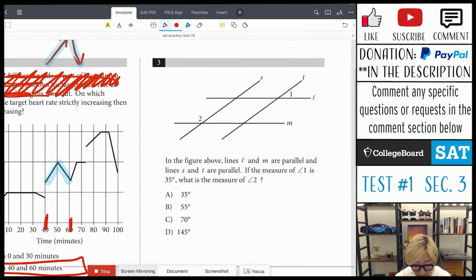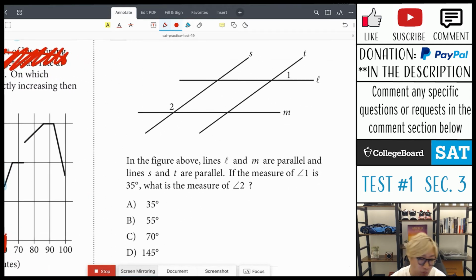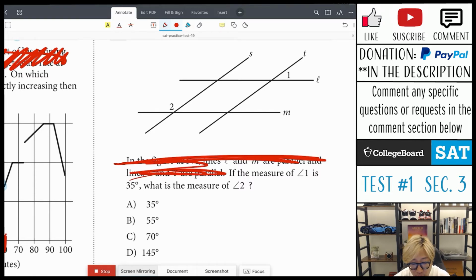Number 3. In the figure above, lines L and M are parallel. And okay, I see that. Don't read it. If the measure of 1 is 35, cut. So that is a 35. That's a 35 because vertical angles, and therefore that must be 35 because alternate interior angle, and that must be 35 because corresponding. Who cares what they're called? As long as you know which angles are the same as which, that's basically good to go. Do not worry about the terms.